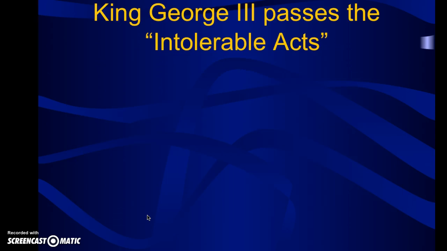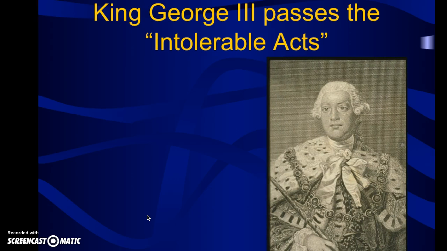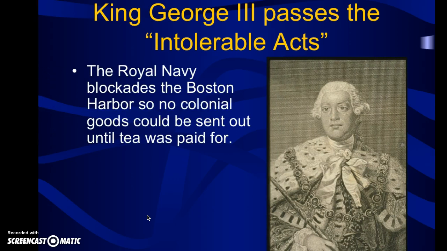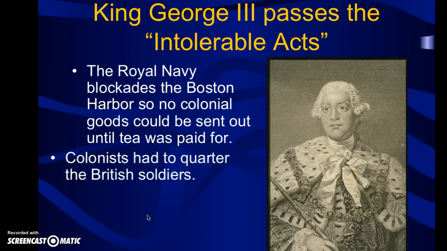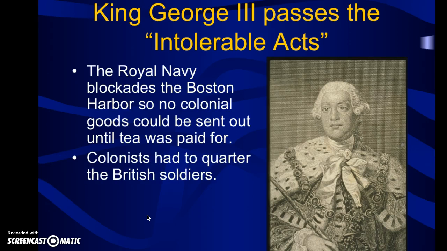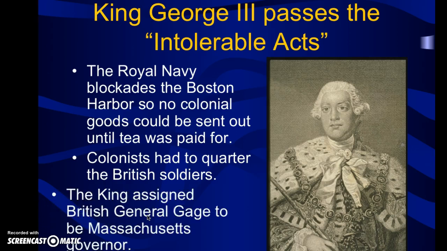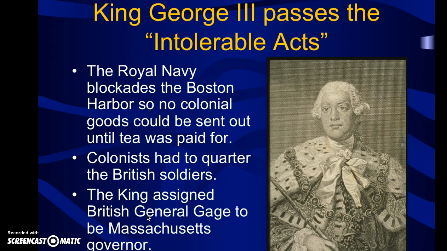These new taxes were called the Intolerable Acts and were the strongest and most strict taxes ever placed on the colonies. The Royal Navy blockades the Boston Harbor so no colonial goods could be sent out until tea was paid for. Colonists had to quarter the British soldiers. The king assigned British General Gage to be the governor of Massachusetts.